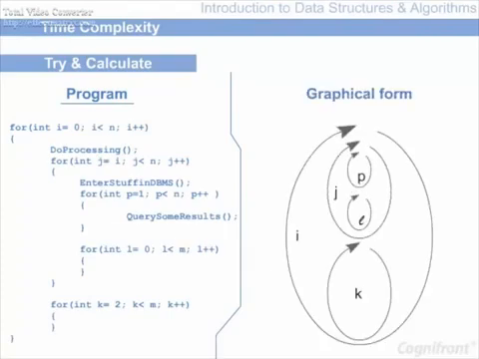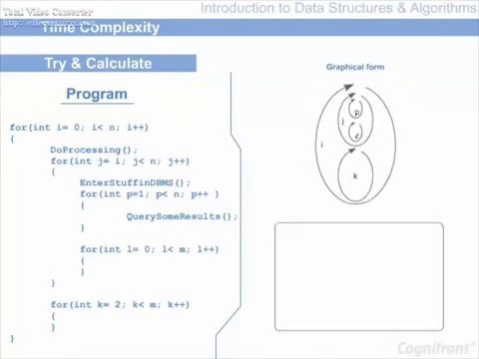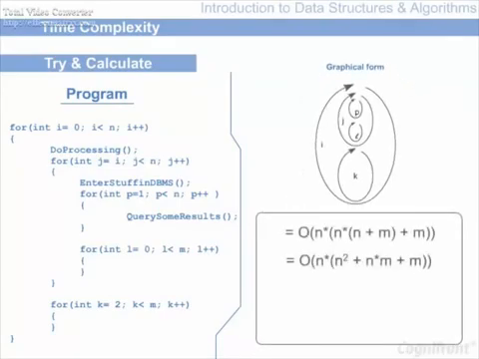represent the executable statements in the graphical form. After counting the total number of executable statements, it is observed that the time complexity of this program is O of a function of n. The maximum degree of n in this function is 3. Hence, the time complexity is O of n cubed.